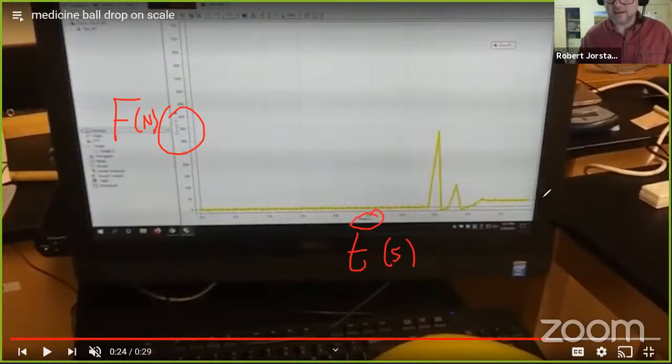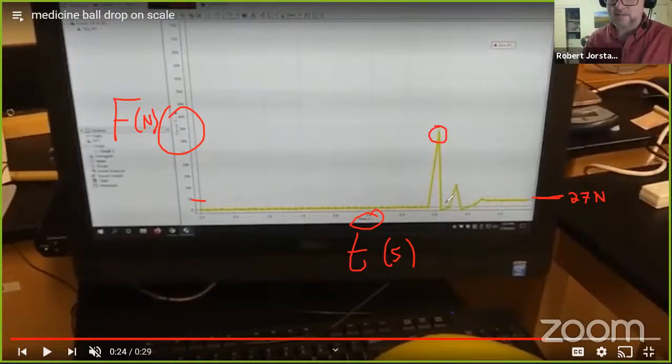This is when the ball is at rest. The scale reading is about 27 newtons. That's the weight of this ball. Notice kilograms is not a weight, it's a mass. So this ball is 27 newtons when it's at rest. But when it first hits, the scale reading is huge because it has to push upwards enough, not just to hold the ball up, but to stop its motion.